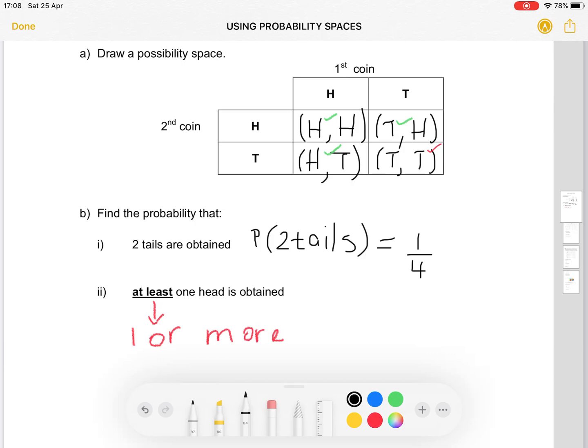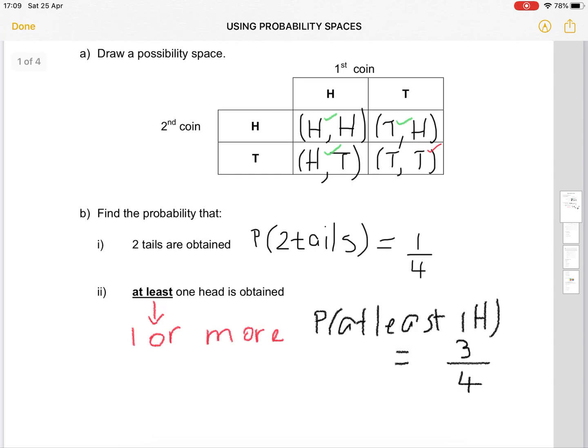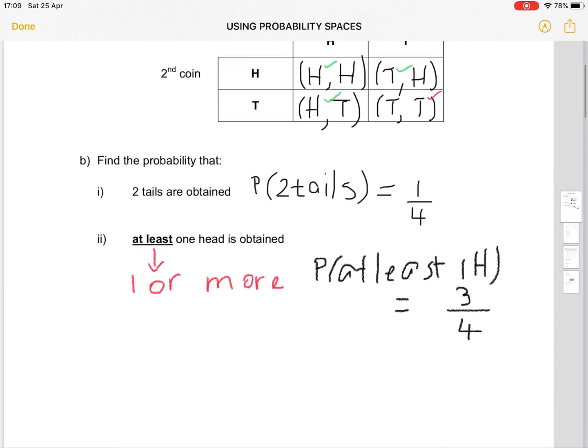So, our answer is like this. Probability of at least one head, I'm going to write it in short, 1H, is equal to, there are three outcomes which are considered correct, 3 out of a total of 4. So the answer is 3/4. Now, it cannot be simplified further, so that is our answer.